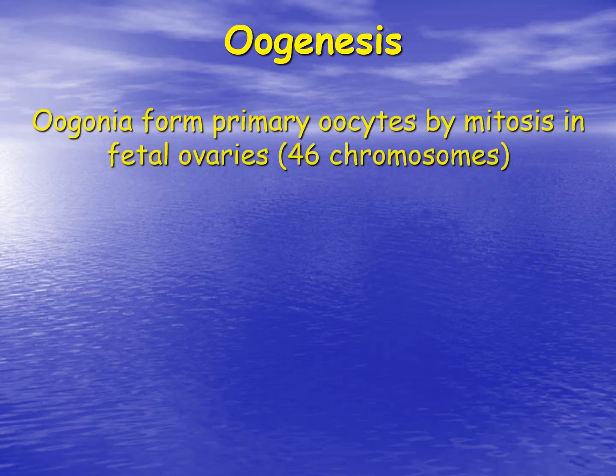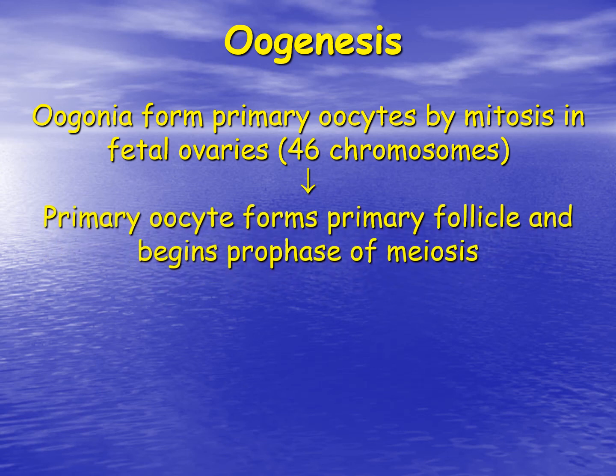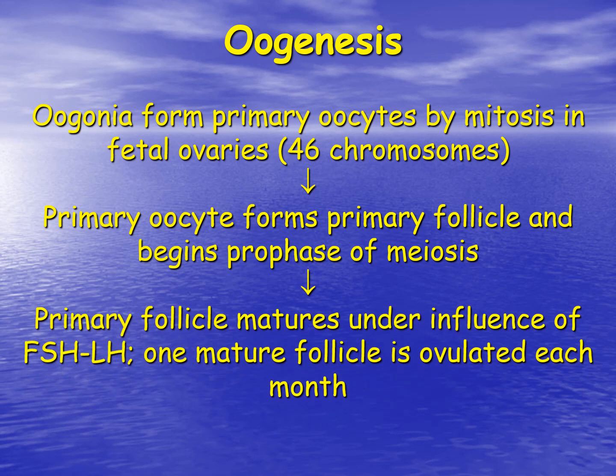In oogenesis, the oogonia form primary oocytes by mitosis within the fetal ovaries. These will be 2N cells. During fetal development, these primary oocytes will form primary follicles and begin prophase I of meiosis, where they are then arrested until later development. The primary follicle, under the influence of FSH and LH at the onset of puberty, will mature one of these primary follicles into a mature follicle, and the egg will be ovulated each month.